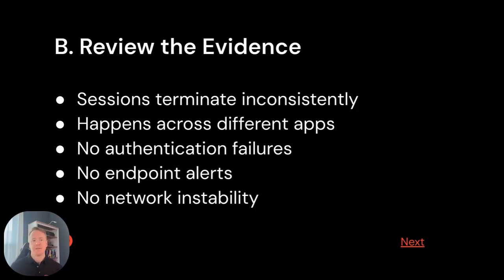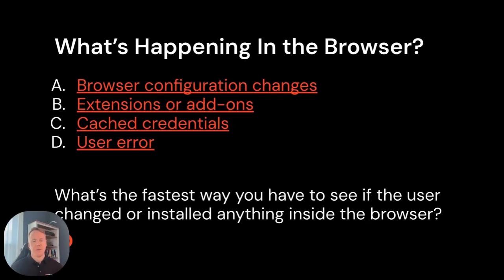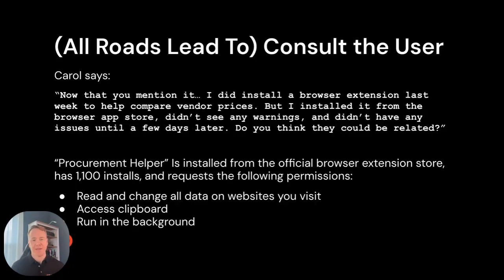So here's the evidence at hand. Sessions terminate inconsistently, but specific to Carol. It's happening across different apps. No clear authentication failures, no endpoint alerts, no network instability that we can perceive. So now we want to think about what's happening in the browser. Has anything changed recently? Have you installed anything? Any extensions or add-ons, or done anything that might explain this anomaly? And in this case, most signs point back to the user, probably going to be the quickest way we can get some of these answers.